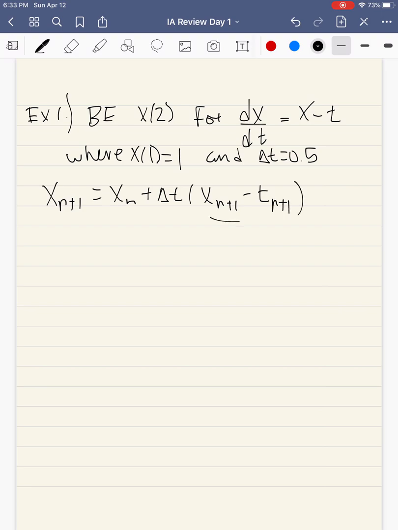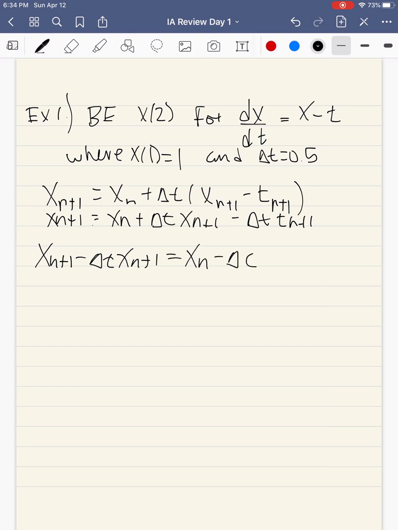So inside our parentheses here, we put our original differential equation, and then since this is backward Euler, we have our implicit step here where we have n plus 1. So in backward Euler, if we remember, we need to get everything that is implicit on the left-hand side. So we're going to solve for our x of n plus 1. So let's go ahead and distribute our delta t. And then we can subtract over our x n plus 1 delta t term here. So x n plus 1 minus delta t x n plus 1 is equal to x of n minus delta t times t n plus 1.